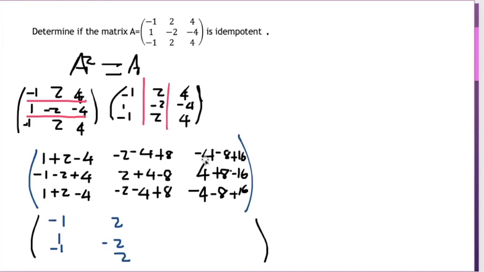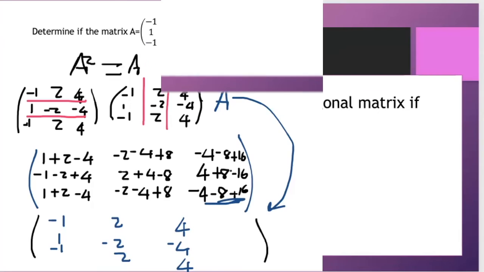Last column, we have -4 minus 8, that's -12, plus 16, that gives me 4. Next, I have 4 plus 8, that's +12, minus 16, that's -4. And finally, -4 minus 8 plus 16, that gives me +4. As you can see, when I square it, multiplying it, I am getting A. So yes, it is idempotent.